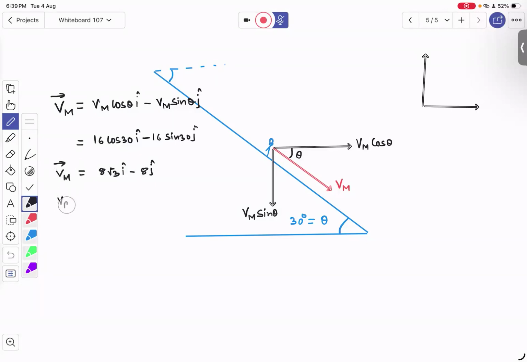And the velocity of the rain is Vx i cap minus Vy j cap. Next job will be to find Vrm.